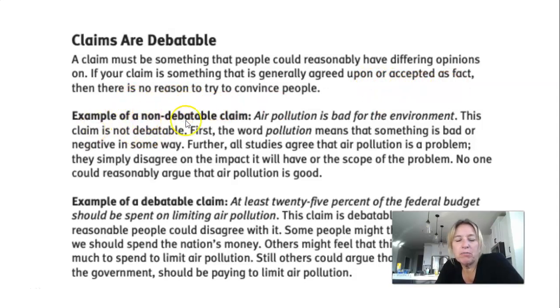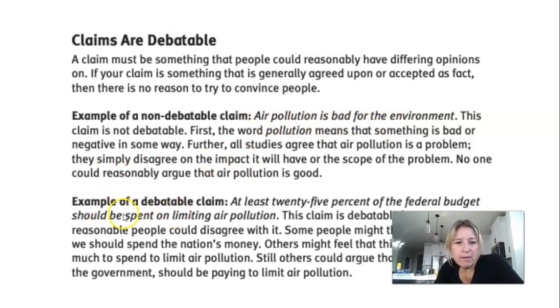Here is an example of a non-debatable claim. Air pollution is bad for the environment. This claim is not debatable. First, the word pollution means that it is something bad or negative in some way. Further, all studies agree that air pollution is a problem. They simply disagree on the impact it will have or the scope of the problem. No one could reasonably argue that air pollution is good. So just that claim itself, air pollution is bad for the environment, would not work.